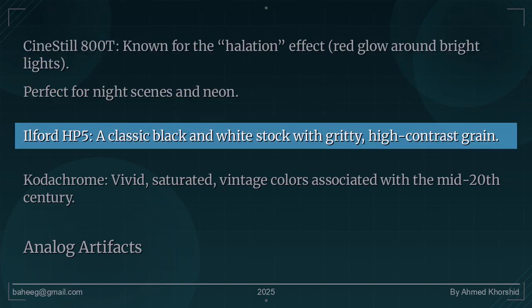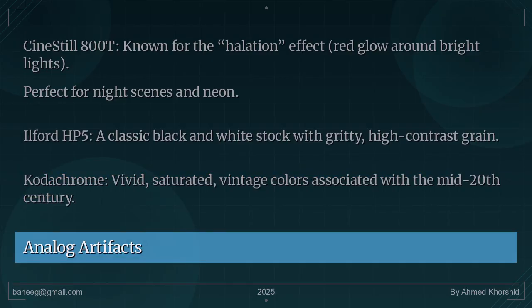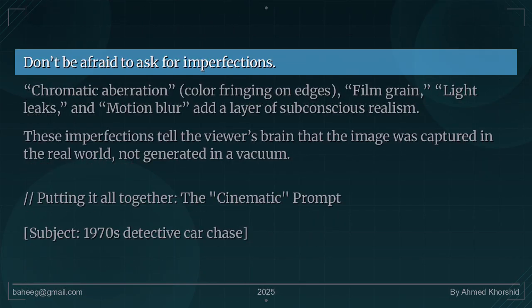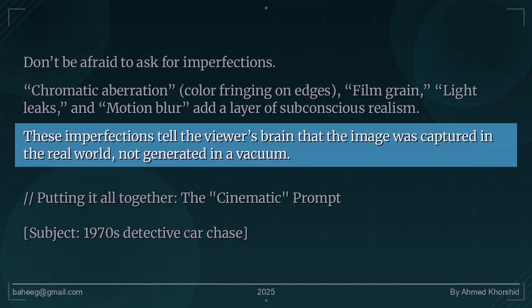Ilford HP5, a classic black and white stock with gritty, high-contrast grain. Kodachrome, vivid, saturated, vintage colors associated with the mid-20th century. Analog artifacts. Don't be afraid to ask for imperfections. Chromatic aberration, color fringing on edges, film grain, light leaks, and motion blur add a layer of subconscious realism. These imperfections tell the viewer's brain that the image was captured in the real world, not generated in a vacuum.